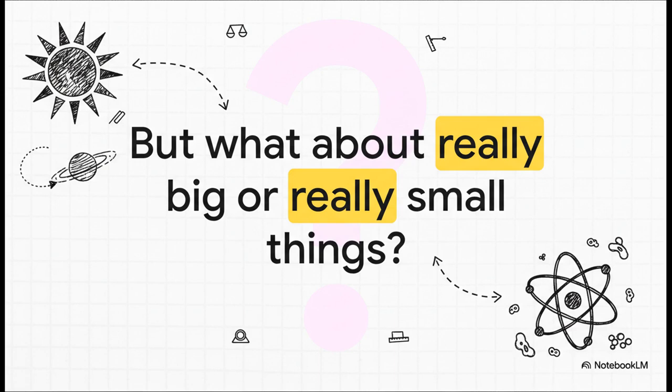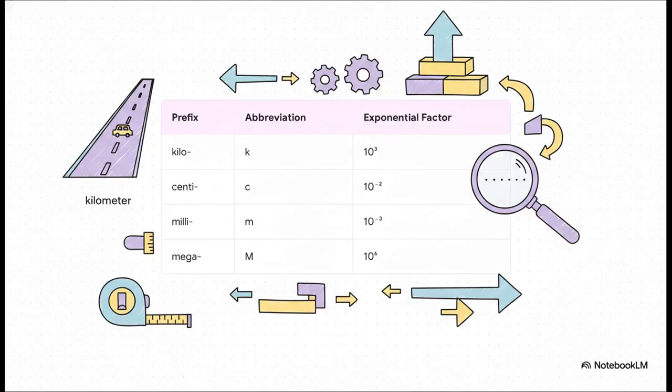But that brings up a question. Using a meter to measure the distance to the sun or the size of a single atom, that would get pretty awkward with all the zeros, right? So how do scientists actually handle these massive or microscopic scales? And this right here is the brilliant answer: prefixes. These are basically just multipliers that make the base units bigger or smaller.